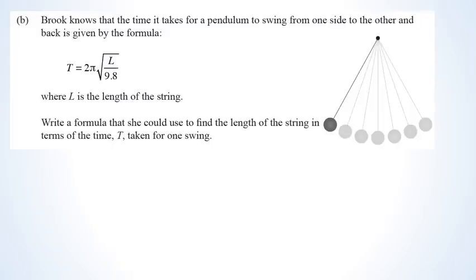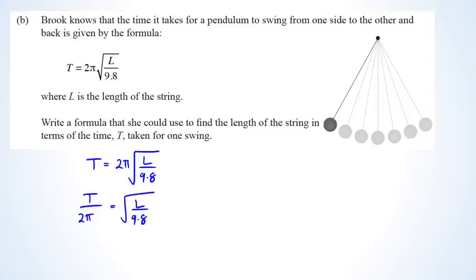Okay, so in this question you've been given a formula and they're asking you to write a formula to find the length of the string in terms of t taken. So they're just asking you to rearrange this equation where L is the subject. So first off, we get rid of the 2 pi onto the other side. It's going to be t divided by 2 pi equals square root of L over 9.8.